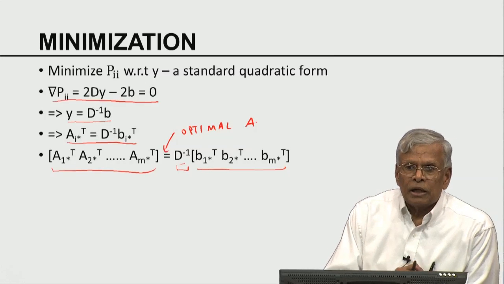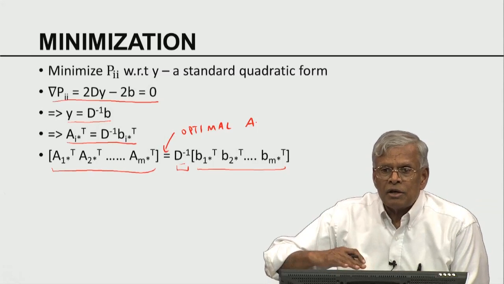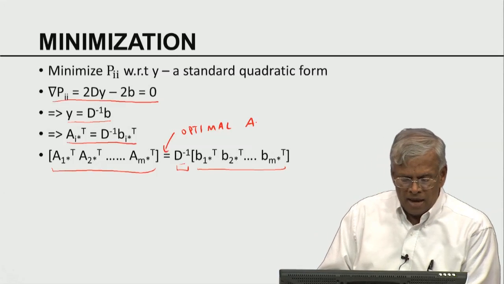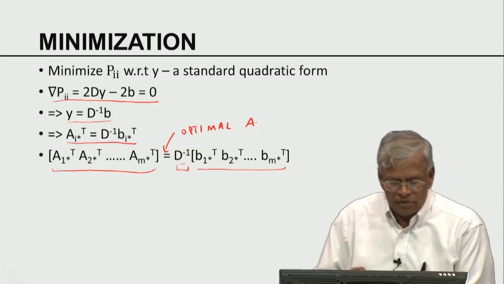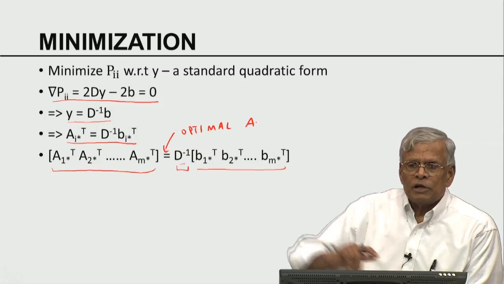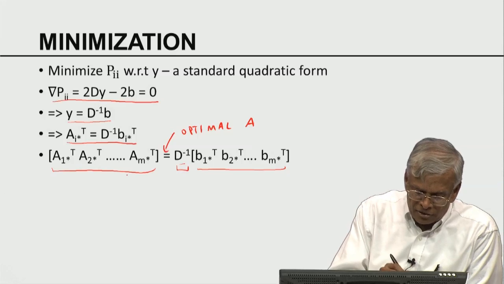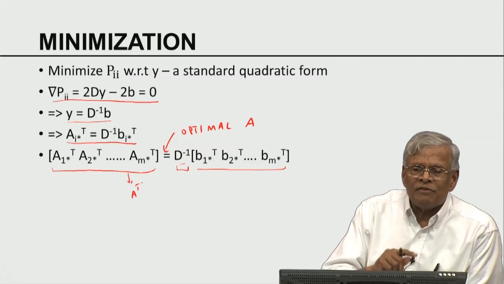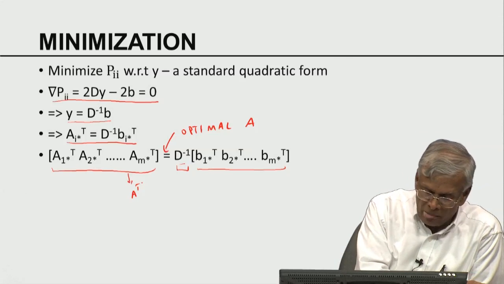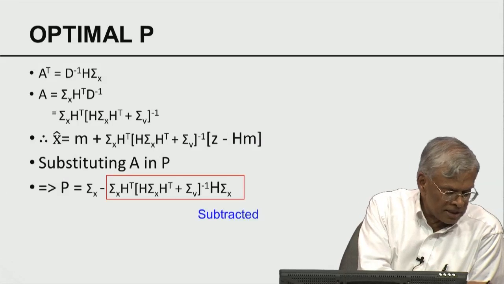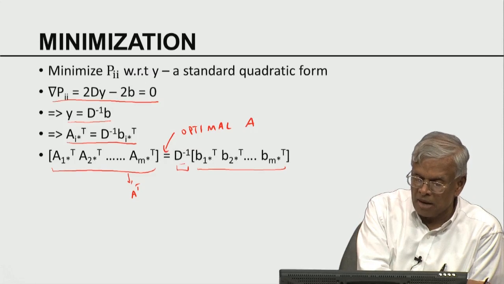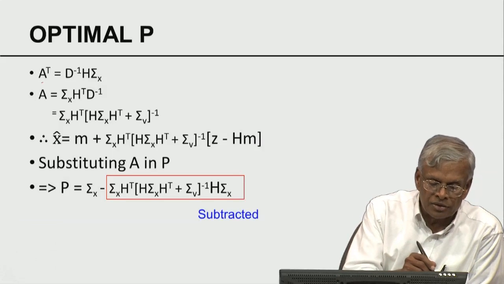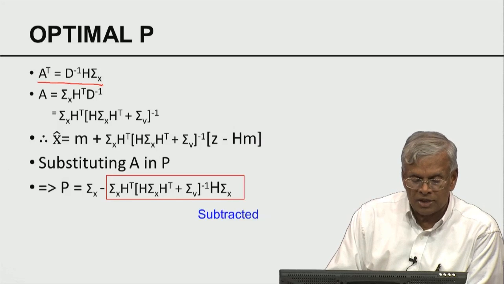So A1 star is the first row of A, A2 star is the second row of A, Am star is the mth row of A. Therefore, if I consider the transposes, this matrix now becomes A transpose. So instead of expressing A, we are trying to express it in terms of A transpose. That is a convenient thing. Therefore, the previous expression at the bottom of slide 7 can now be succinctly denoted by A transpose is equal to D inverse Hx.